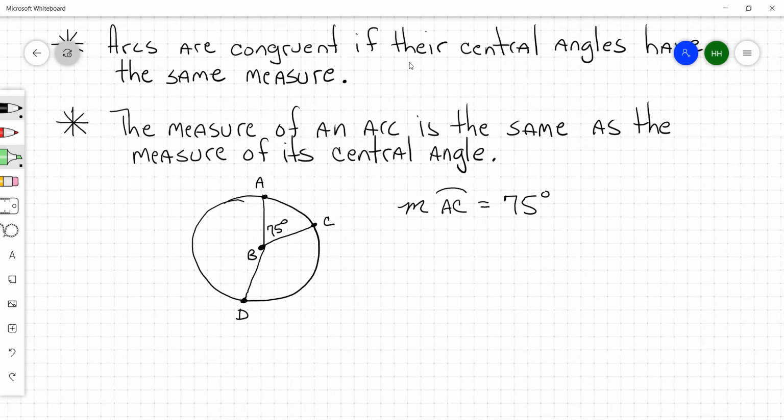All right. Now look at arc CD. If arc CD is 120 degrees, then what is the measure of angle DBC? 120 degrees. Very good. If the measure of an arc is the same as its central angle, then the measure of a central angle is the same as its corresponding arc. Okay? So here's what you just figured out. This was 75. This angle was 120.